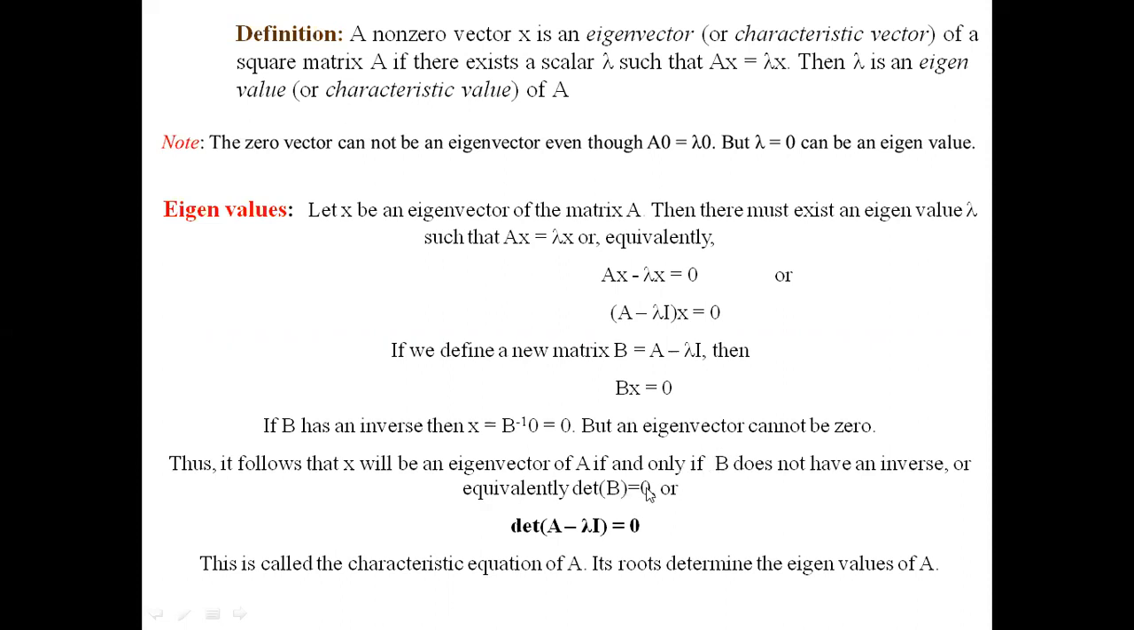So B does not have an inverse when the determinant of B is equal to 0. What is B? B is nothing but A minus lambda I. So I just wrote the determinant of A minus lambda I is equal to 0. That time we will get a characteristic equation. Sometimes it is called the characteristic polynomial. And the roots of that characteristic equation are nothing but the eigenvalues of A.